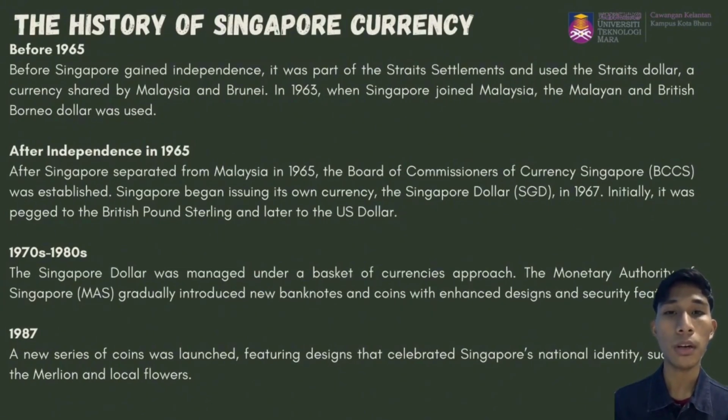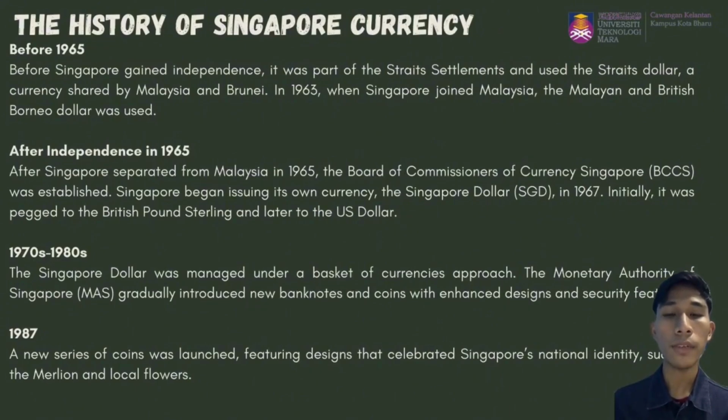They set up the Board of Commissioners of Currency Singapore, or called BCCS, to manage their money. In 1967, Singapore began issuing its own money called the Singapore dollar or SGD. At first, it was linked to the British pound and later to the US dollar. During the 70s and 80s, the Singapore dollar was managed using a mix of different currencies. The Monetary Authority of Singapore introduced new banknotes and coins with better design and security features.